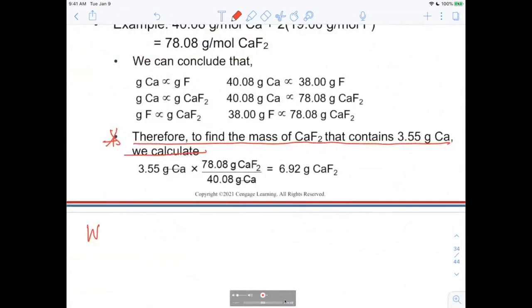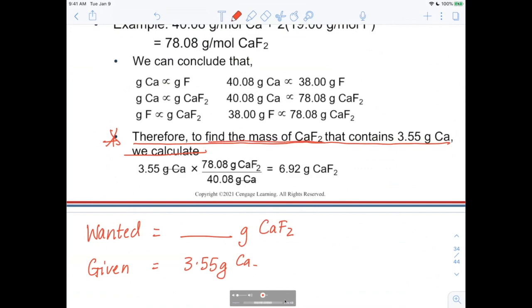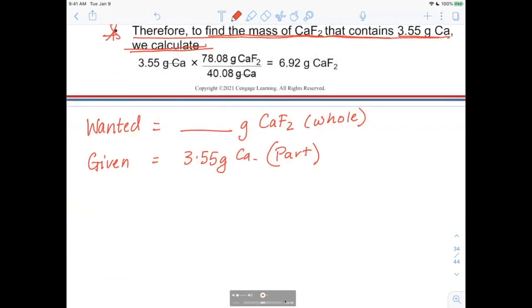So what is wanted? Wanted grams of calcium fluoride that contain given 3.55 grams of calcium. Okay. To find the mass of calcium fluoride that contains 3.55 grams of calcium, we calculate. In other words, this is going to be our whole, right? Because it has all the elements. This is going to be our part. So we're going to do a part to whole relationship. But they didn't give us the relationship, so we got to find our own.